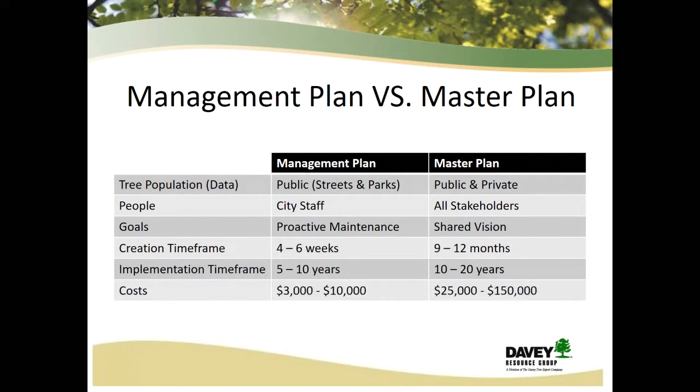And finally, costs. Because of the amount of time and work that goes into each one of these, if you were to contract out, or do something in-house, the amount of effort you could expect to expend on a management plan is in that $3,000 to $10,000 range, depending on how much of a cookie-cutter template you want versus how many custom, in-depth components you might have.